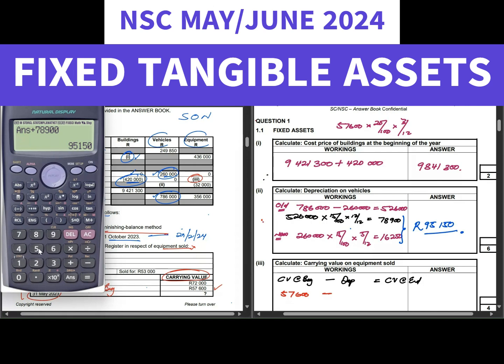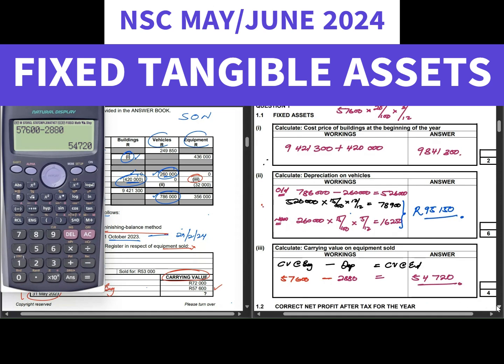So I'll say my 57,600. Then I will multiply that by 20%, and then I'll divide by 12 and multiply by 3. That'll give me 2,880. That is my depreciation. That will now give me my carrying value at the end. So I'll now say my 57,600 minus the 2,880. That will give me 54,720, and that becomes the carrying value on the equipment on the date of disposal.